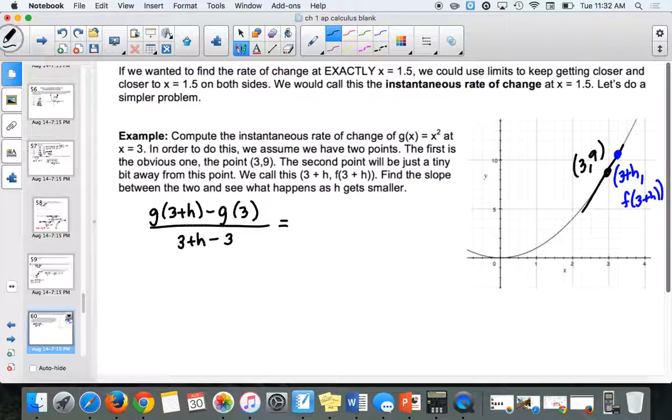So g of 3 plus h means we're going to plug 3 plus h into here. Yeah? g of 3 is 9. 3 squared is 9, yeah. So if I asked you g of 5, we know how to find g of 5. We plug in 5 into the function, right? 5 squared is 25. So if I ask you g of 3 plus h, we plug in 3 plus h into the function, 3 plus h squared, minus 3 squared. Well, 3 squared was 9, right? All over 3 plus h minus 3, it's just h.